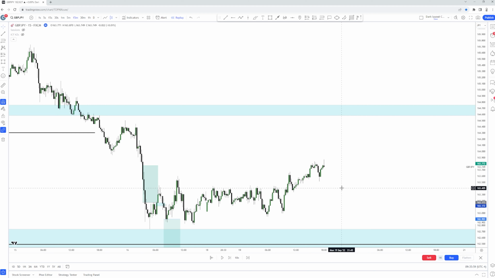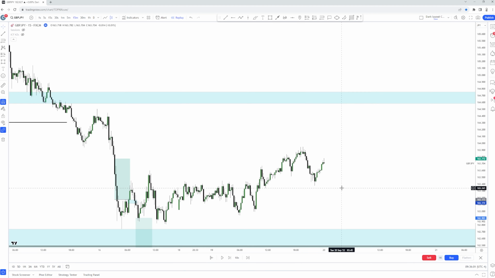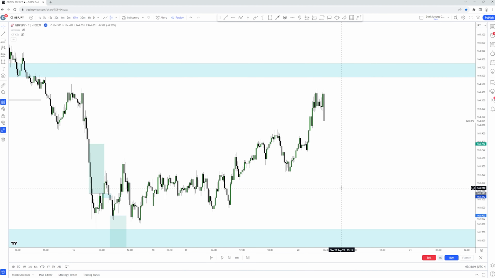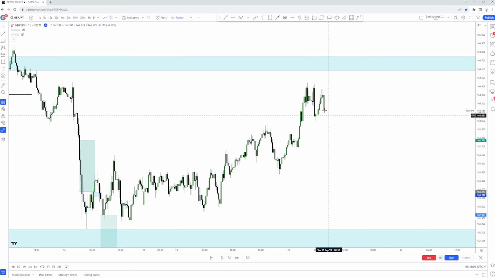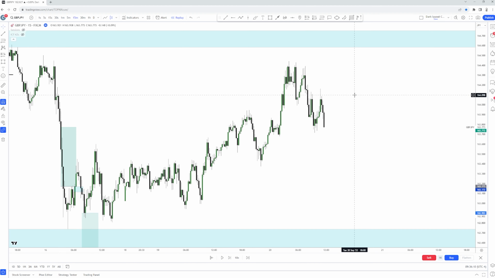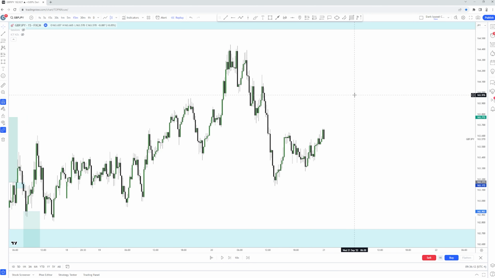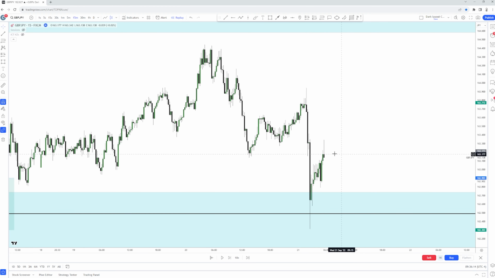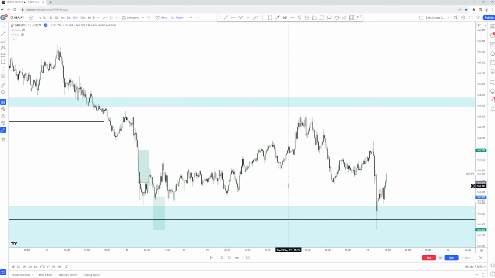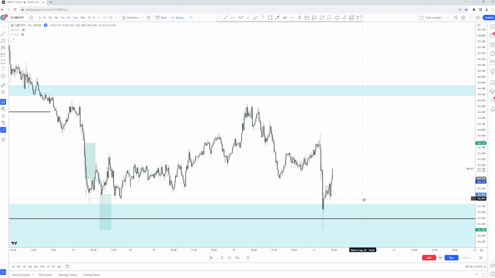I will be waiting patiently for one of those areas to be tapped, otherwise I will not be doing anything. Even when I see retracements such as this one, I'm not going to be doing anything. I still have both positions open. So, okay, one thing that you can do now.